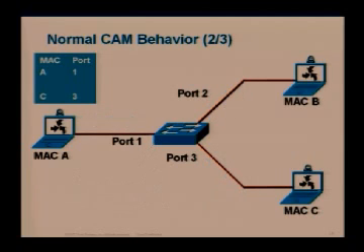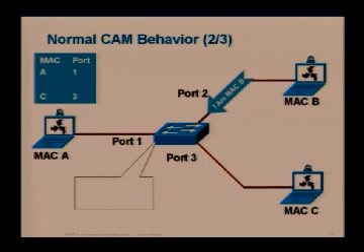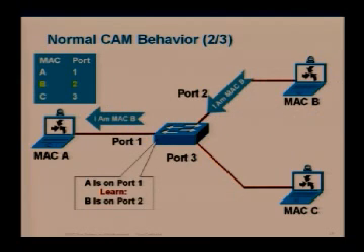So this guy will reply saying, yeah, I am B, here I am. So what does the switch do? The switch learns where B is. B is living on port number 2, and it populates the CAM table. Now I know where B is living, on port number 2. This is called the MAC address learning process, and that's how the CAM table gets built over time. So that's the basic behavior of how the CAM tables are built.